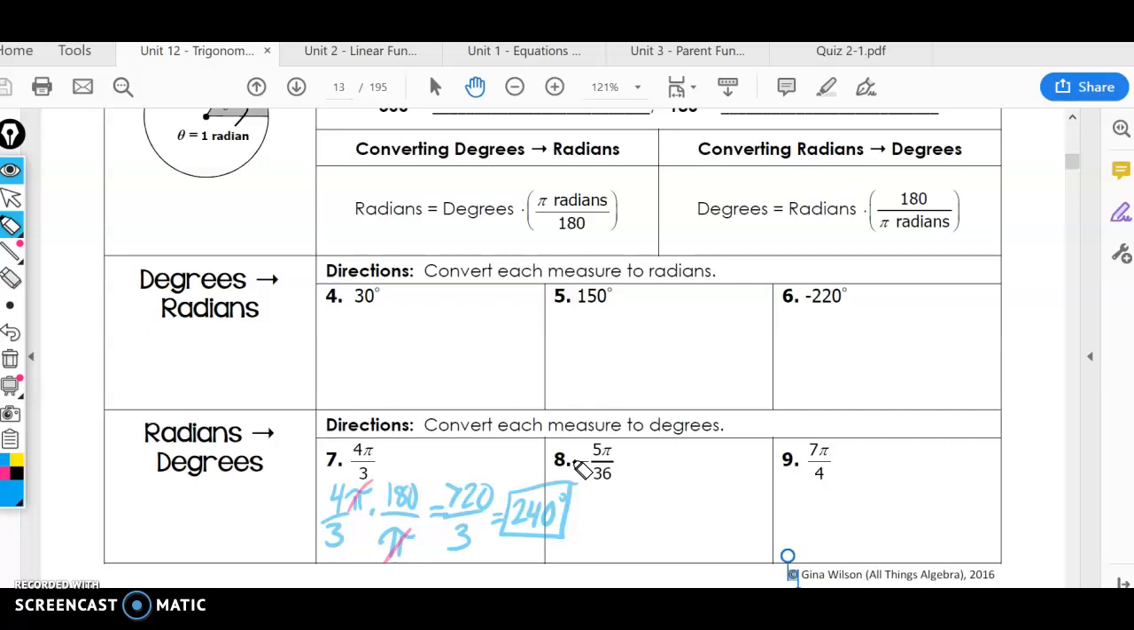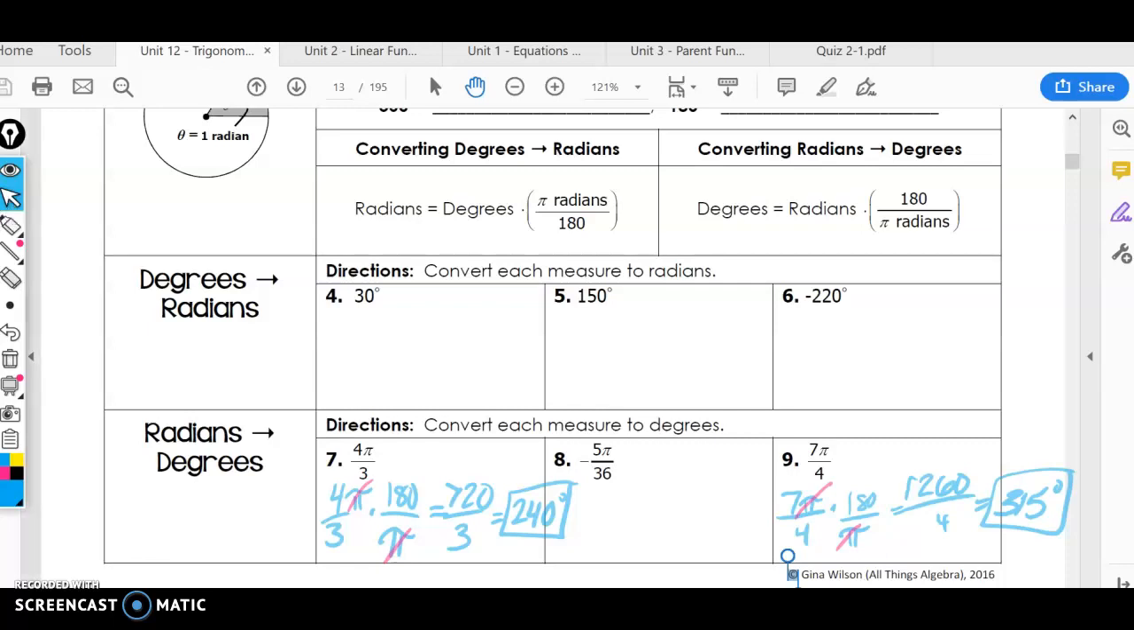Let's do number 9. Let's take the 7 pi over 4, and let's times that by the 180 over pi. Again, the pi's will cancel, and you have to simplify 7/4 times 180. That's 1,260 divided by 4. Simplifies to 315 degrees. And that's all you got to know for converting radians to degrees.